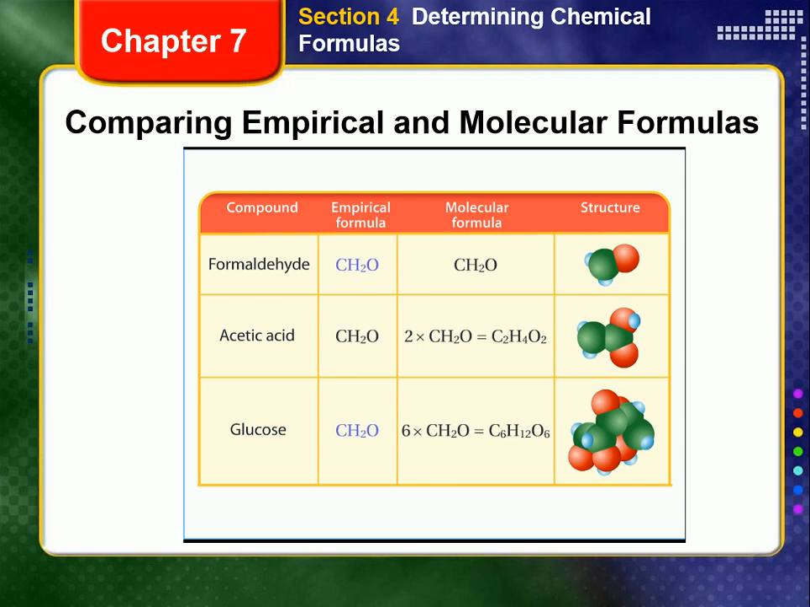For example, formaldehyde and glucose have the empirical formula CH2O. But glucose has 6 times as many carbons, hydrogens, and oxygens as formaldehyde. In this case, more does not mean more of the same. Formaldehyde is used in preserving specimens and embalming bodies. Glucose, on the other hand, is a type of sugar.